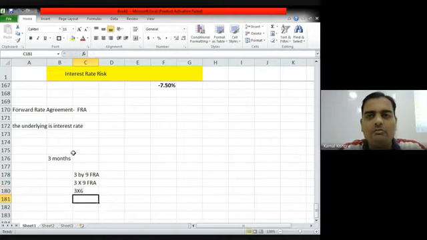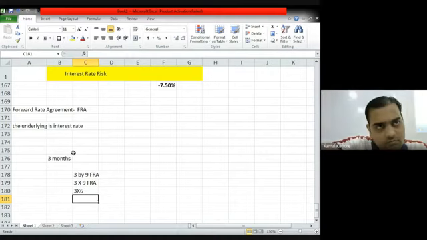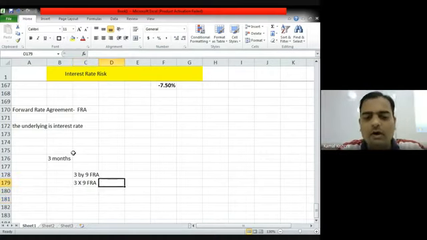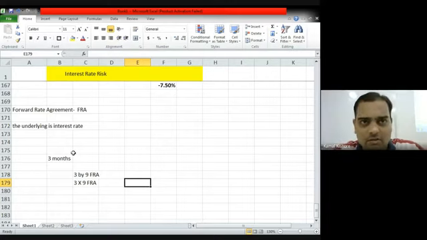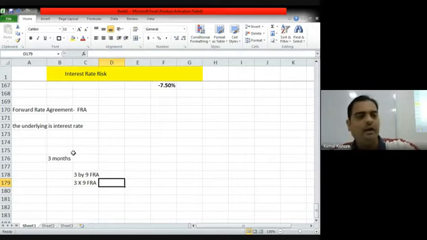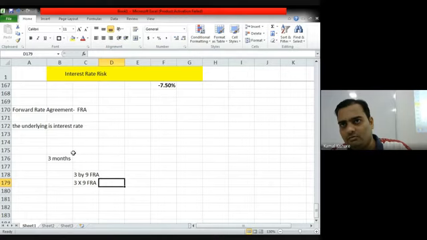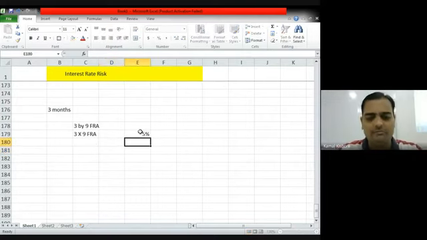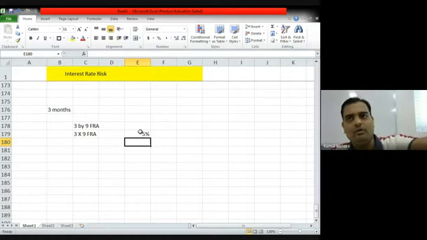3/6 means what? 3 months from after 3 months. So I freeze the interest rate. I am agreeing with the other person that after 3 months I will take a loan or investment and this will be the interest rate. Let's say I'm entering into this 3/9 FRA at 5%. That means I will invest after 3 months at a rate of 5%.